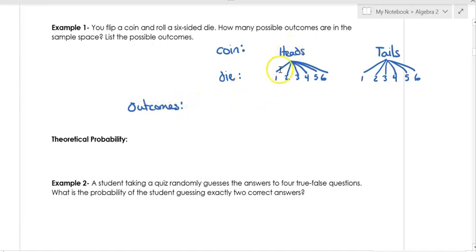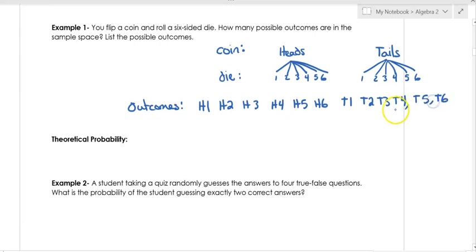You can say, okay, I have a heads and a 1, a heads and a 2, a heads and a 3, and so on. When we list them off, I'm just going to use H for heads and T for tails. So H1, H2, H3, H4, H5, H6, and T1, T2, T3, T4, T5, T6. Those are all the possible outcomes. By making the little tree, it helps me organize my results. It's a really good thing to do when you have something more complicated that you're trying to figure out what can happen.